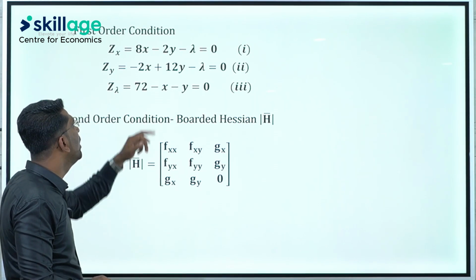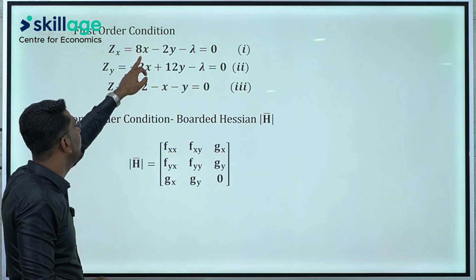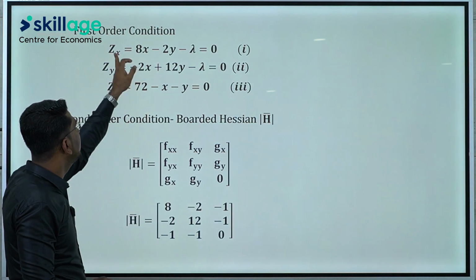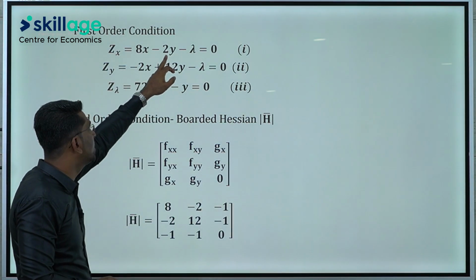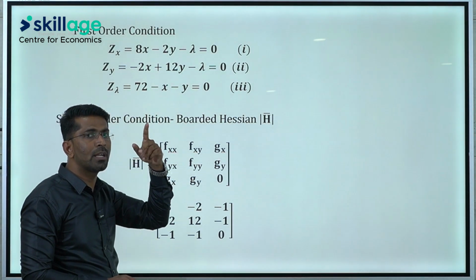Now we have to find all these values from here. Because zx is given, zxx or f of xx are both the same. So here I am going to take zx with respect to x, that will become 8, and zx with respect to y, which is minus 2. Then we are going to take the partial derivative of the constraint.